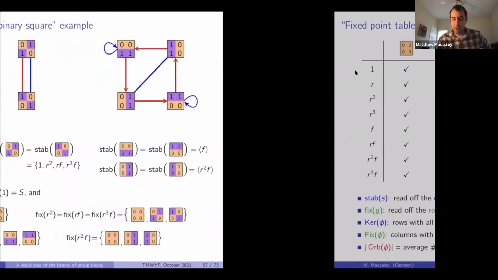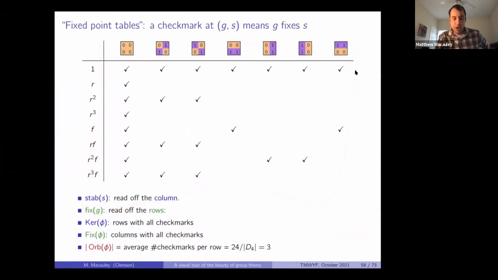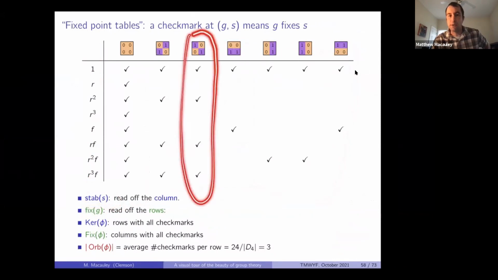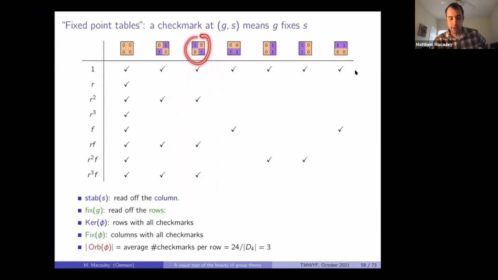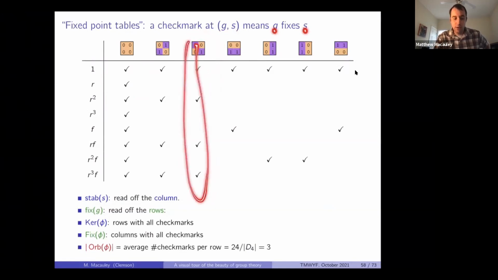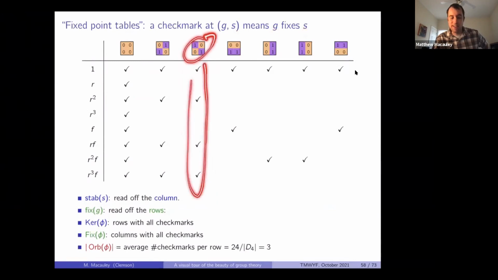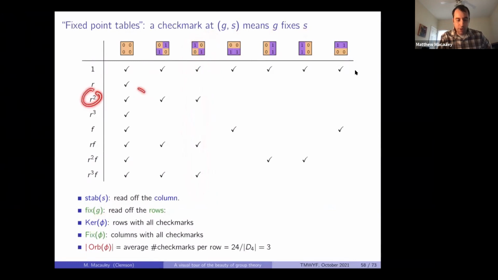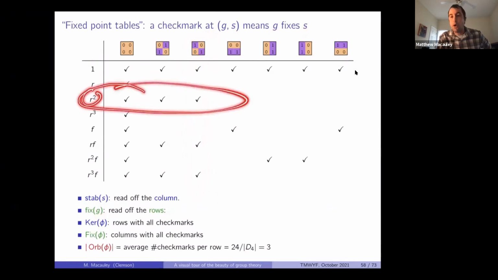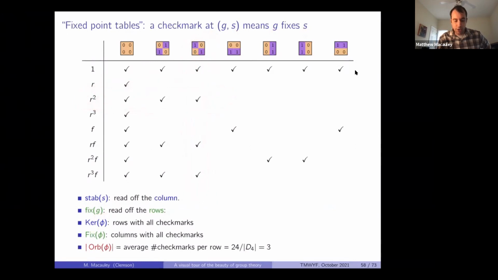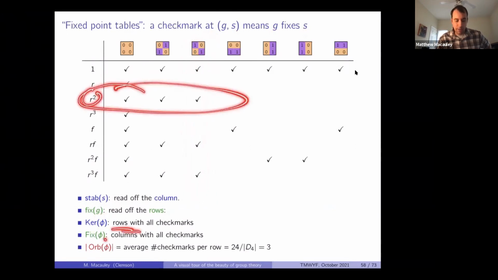Now, what I like to do with these actions is draw a table like this, and you can read off these things on the table. The columns tell you the stabilizers. What stabilizes this thing? Every check mark at (g, s) means g fixes s. So the stabilizer of this is the four elements that fix it. The fixed point set of this group element is the three things, the rows. And I'll talk about the kernels and the check marks later.